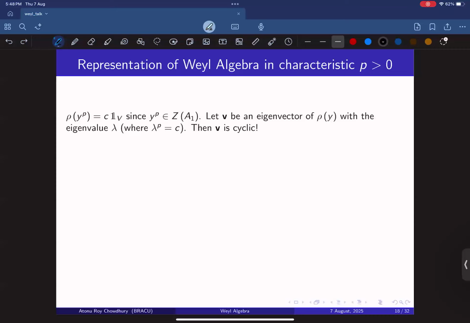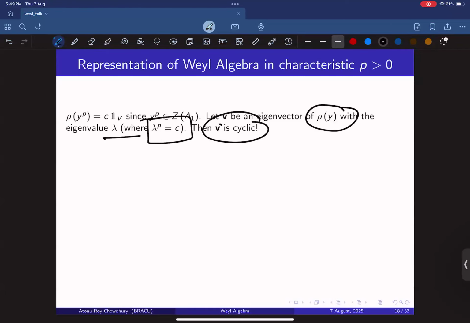So if V is an eigenvector of rho of y with an eigenvalue lambda, then lambda to the power p has to be equal to c. Right? Then V is a non-zero vector, and we are considering irreducible representations. So V has to be cyclic. All good? Because we have just proved that in an irreducible representation, every non-zero vector is cyclic, and here we are taking the eigenvector of rho of y.